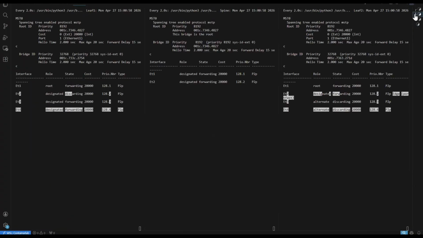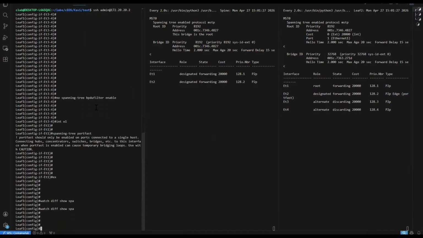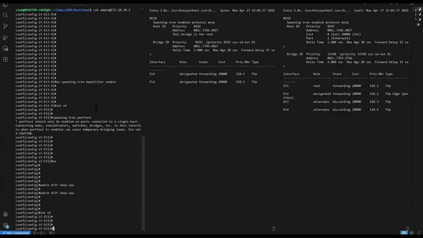Okay, enter. Wait. You can see ET2 designated, and you can see this ET2 with port fast configured has come to designated forwarding immediately. On leaf 2, it immediately came to forwarding. On leaf 1, because it's a virtual lab, sometimes the configurations won't work. Let me see. Oh, sorry, I enabled port fast on ET1.